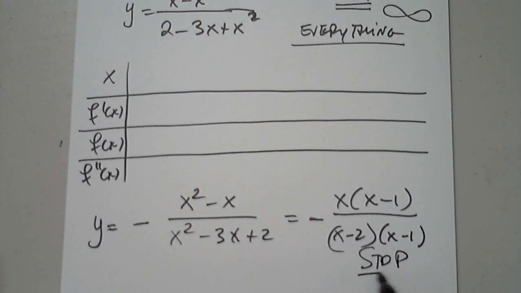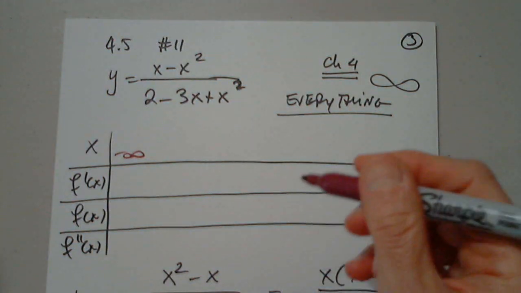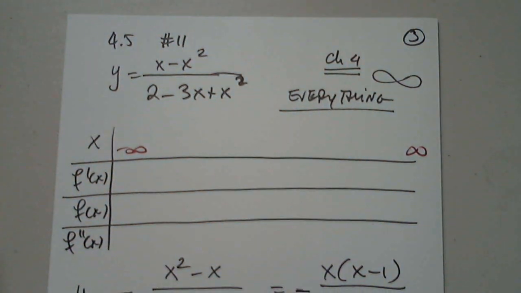Stop. Do not simplify anything. Not at this point. We have to state the domain first. So the domain is any real number between negative infinity and infinity, except 1 and 2.